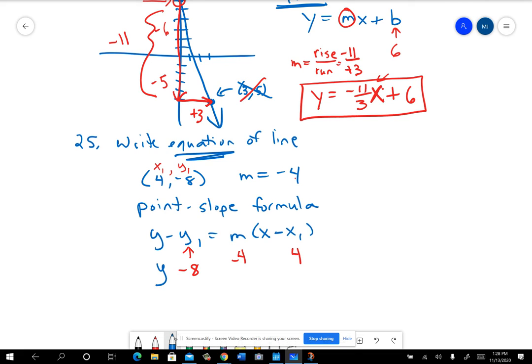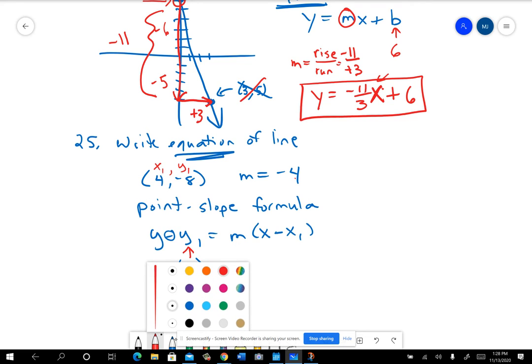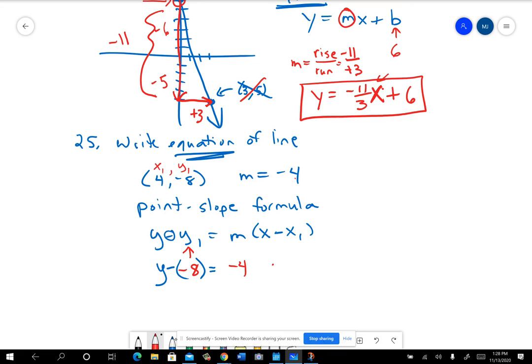So you have y, and you've got to be careful because the formula has a minus. And then you put in your y1 equals the negative, and then it was -4. Let me just move these down a little bit. Then it was -4. And then the x minus, and then x1 was +4. And then you've got really the equation at that point. It's just not in the correct form.